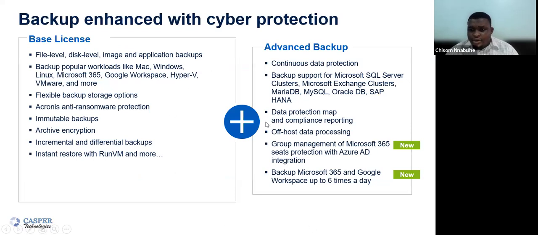So there's a base license that covers a lot of backup needs that every organization would have, which is being able to do file level, disk level, image and application backups, then being able to back up popular workloads like Windows, Linux, Microsoft 365, then having flexible backup storage options. So if you want to use AWS S3 as a storage location, you are free to use that. If you prefer to use a Google storage bucket instead, you're free to use that. If Azure is your preferred provider, you're also free to use that. If you want to use a local NAS within your organization, that also works. So you have the ability to mix and match and also work within the budget that you have available to you. Then you could have immutable backups, you could have archive encryption, and then you could also implement incremental and differential backups.